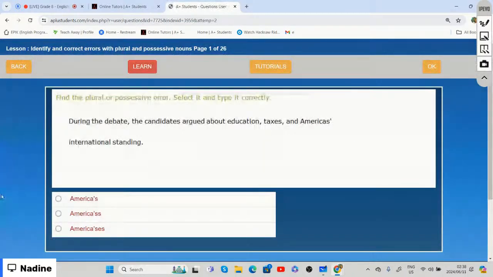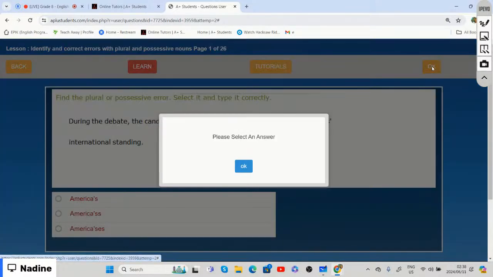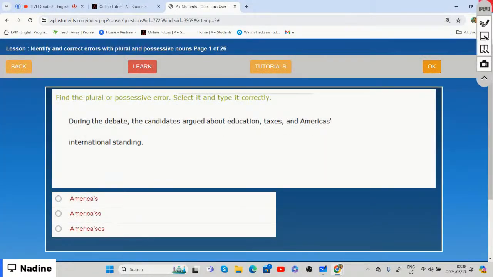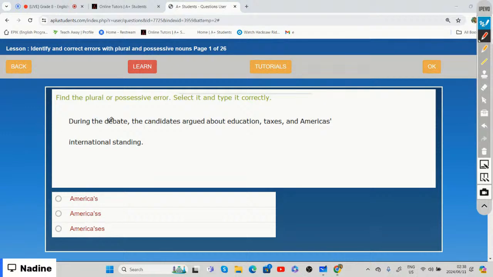And it says, during the debate, the candidates argued about education, taxes, and America's international standings. Oopsie. And if we look at this word, yeah, right? It says during the debate, the candidates argued about education, they argued about taxes and America's international standings.